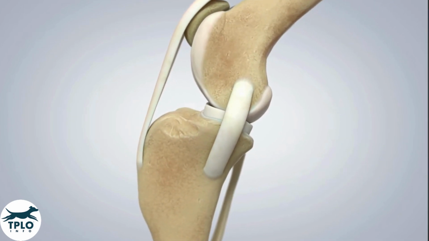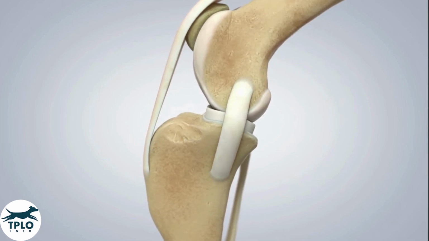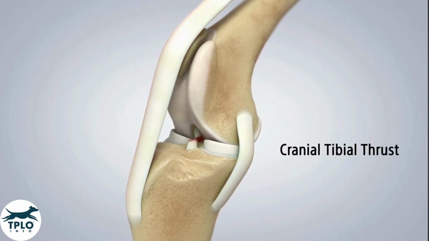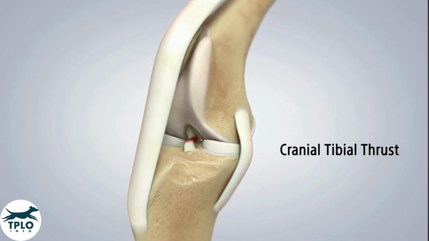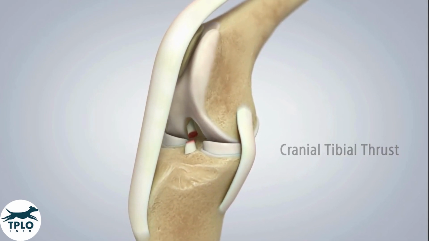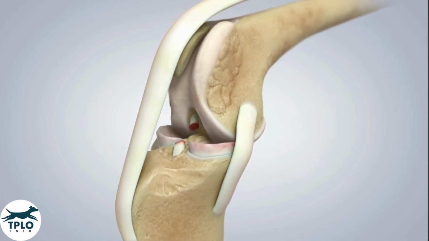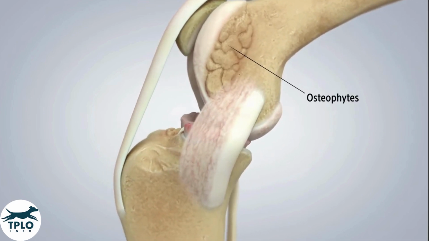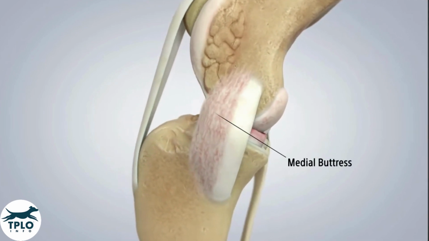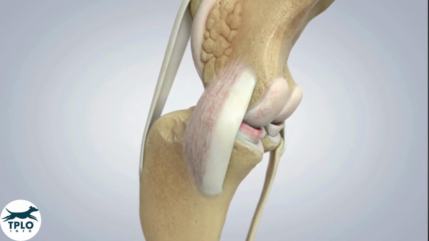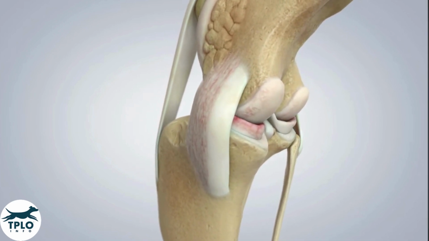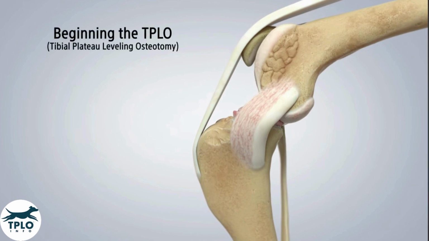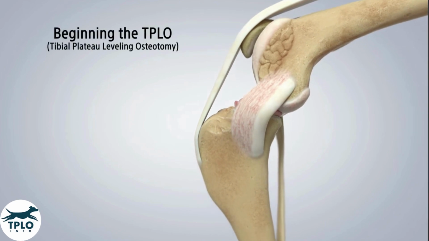The instability that results from the CCL tear causes what we call cranial tibial thrust. This results in additional injury to the dog's knee and arthritis formation. You can see in red a depiction of the meniscus becoming injured along with the bony osteophytes on the femur and the medial buttress next to the medial collateral ligament. The medial meniscus is especially injured during this motion. To eliminate this cranial tibial thrust, the tibial plateau leveling osteotomy is performed.